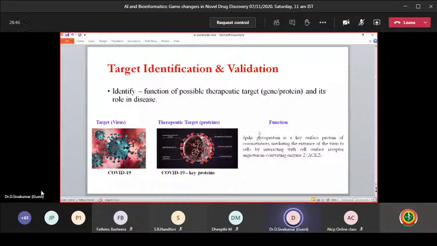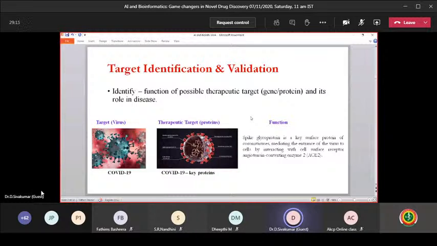For example, if you're using a spike glycoprotein, it's one of the proteins. It's a surface protein, so this is important for its binding to its cell surface receptor. Or you can use some other envelope protein or a membrane protein, something like that. There are also many other proteins we can use. So it all depends on your significance and also your aim, why we want to target it.